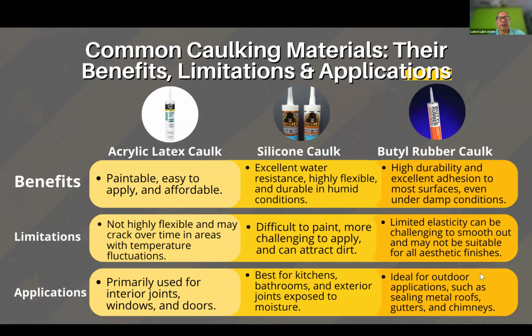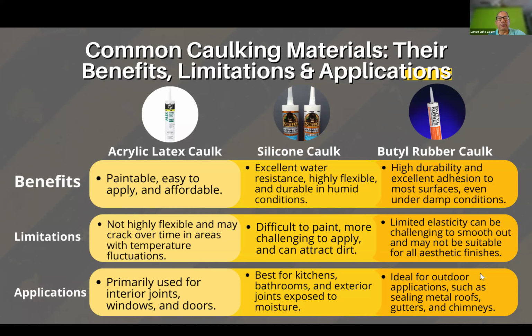There are different types of caulking. There's acrylic latex, there's silicone, there's rubber, and there are different benefits, limitations, and applications. For instance, latex caulk is paintable and easy to apply. It's not that flexible, and it's primarily used for interior joints, windows, and doors.